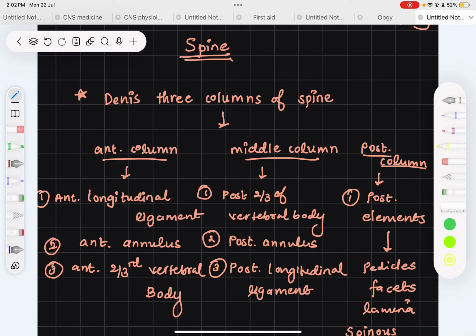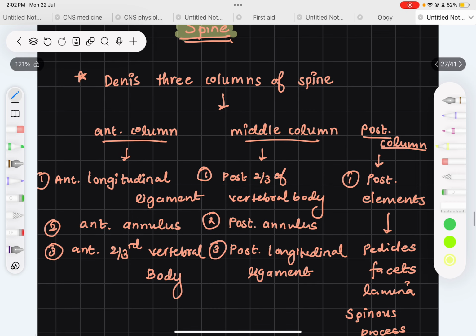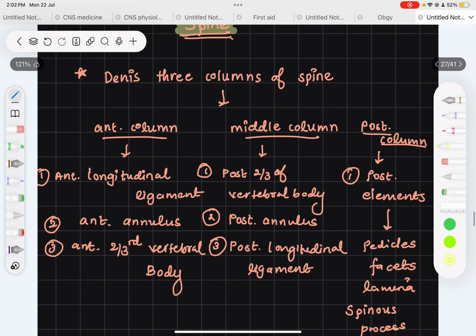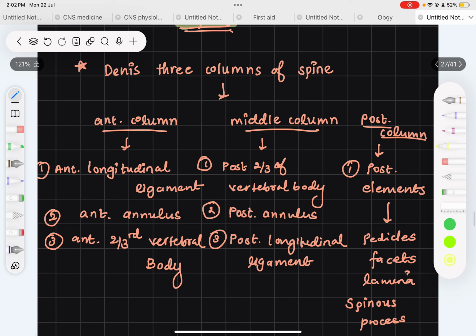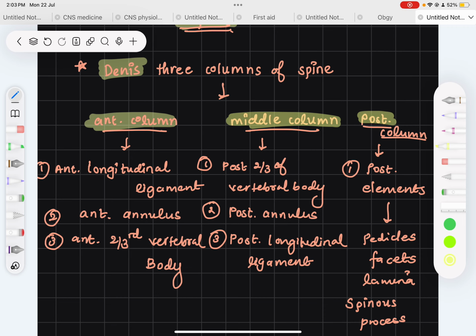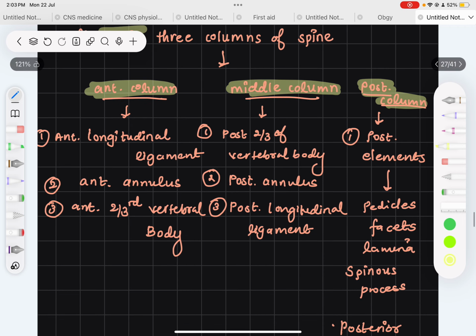Hey guys, so in this video I'm going to talk about the spine. First, let's see the anatomy of a vertebral body. But before that, let's see Denis's 3 columns of the spine. Denis has divided the spine into the 3 columns: anterior column, middle column and the posterior column.